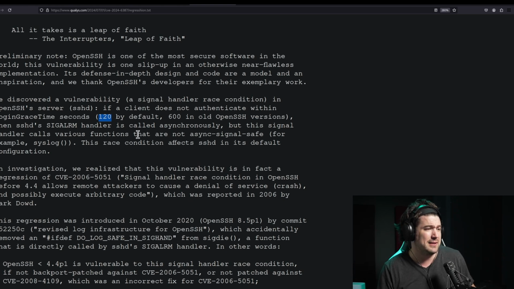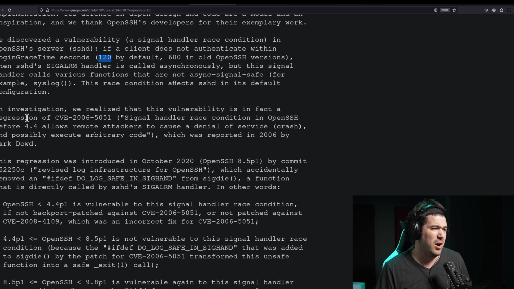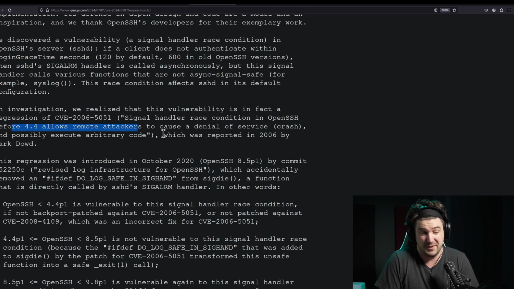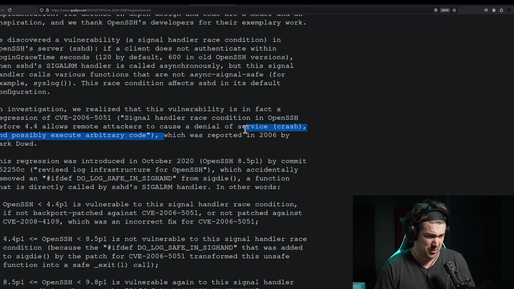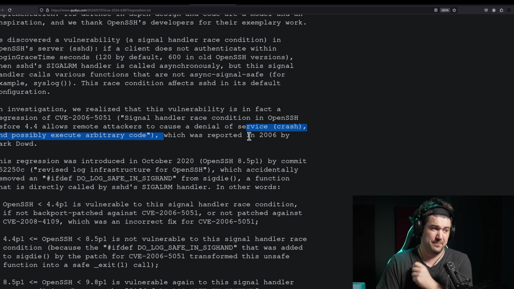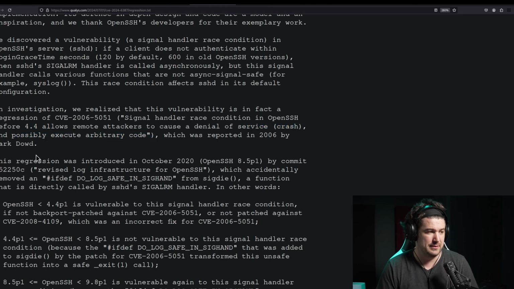Anyways, let's continue on. On investigation, we realized that this vulnerability is in fact a regression of the 2006 CVE. Signal handler race condition in OpenSSH before it allows remote blah, blah, blah, blah. Yeah, it's the same thing, which was reported by Mark Dowd. I'm going to go with Dowd. Good job, Mark Dowd. Excellent work.